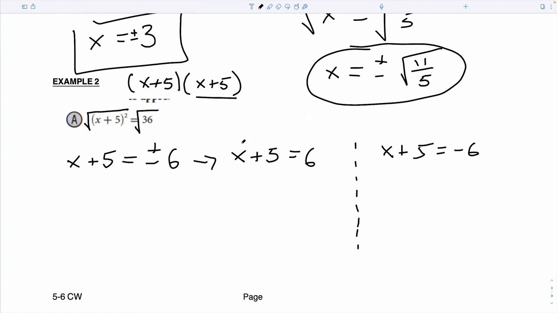Kingston, what would the left side turn into? 1. Okay, x equals 1 is one option. What about the right side, Sarah? Negative 11. Negative 11 is your second answer. That's it.